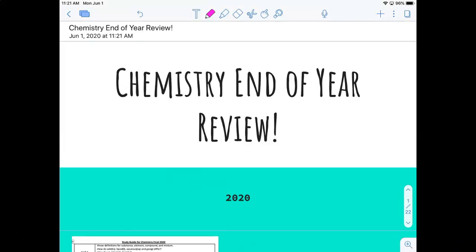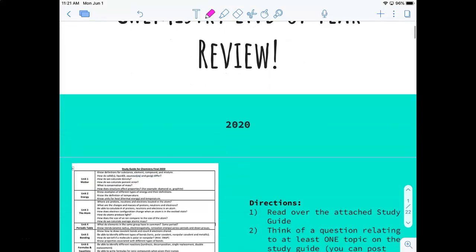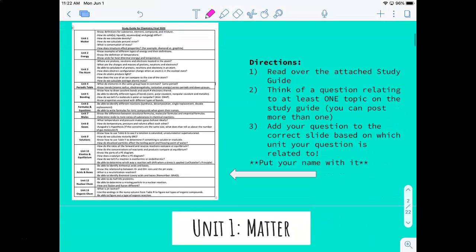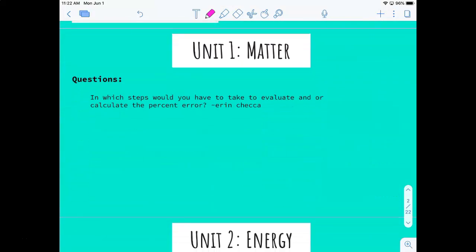Hey guys, so I'm just going to go through some of the questions that you left here on this Google slide, and I'll post a copy of this as well because I'm going to write on it. So we only had one question for the matter unit, which was how do we calculate percent error?